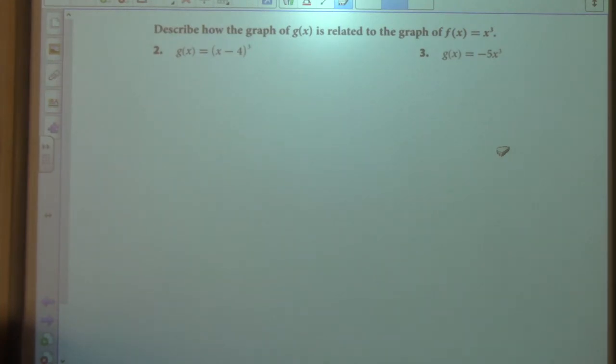Okay, let's go ahead and start writing this down. So g of x, Colby says, is f of x reflected, and it's reflected which way? About the x-axis.